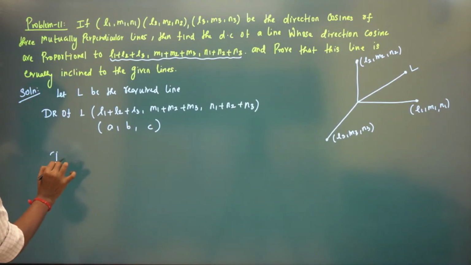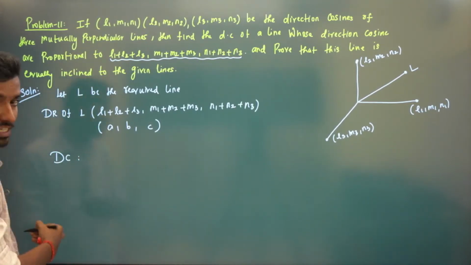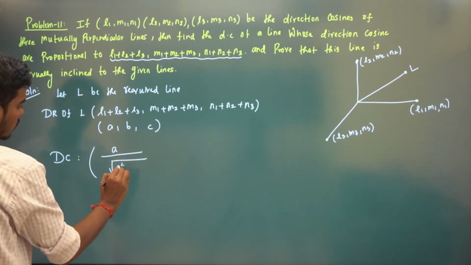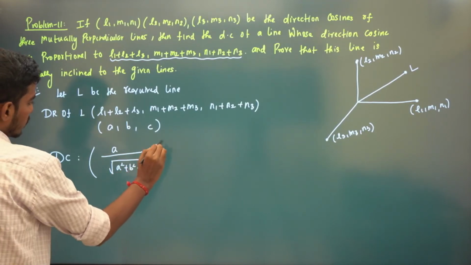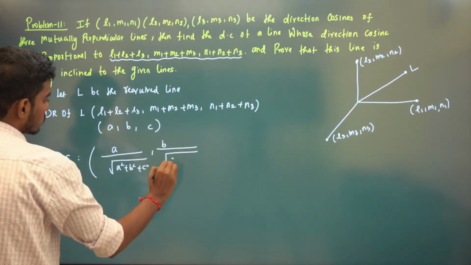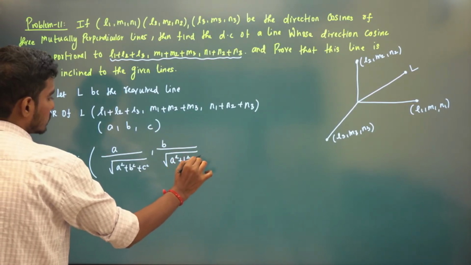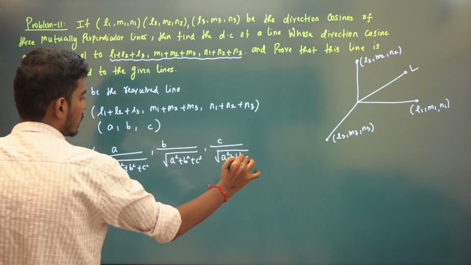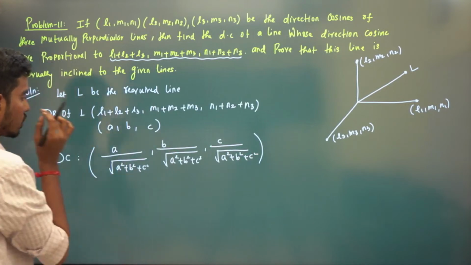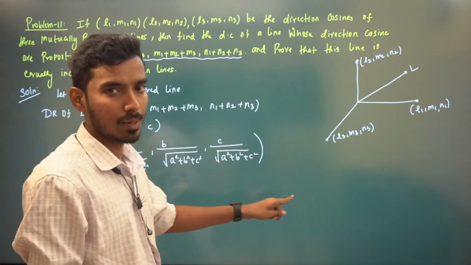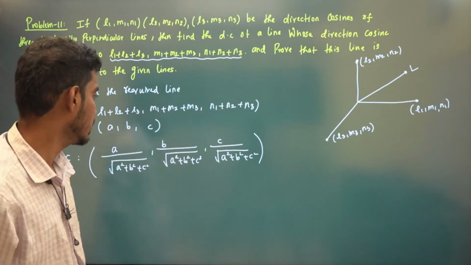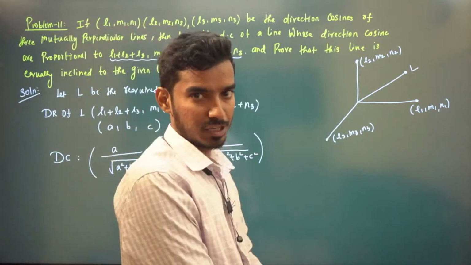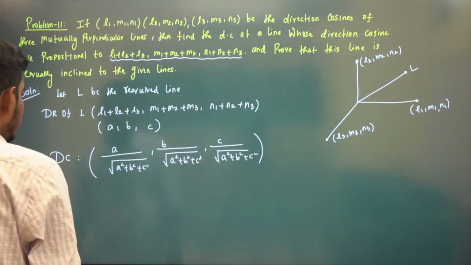Now what is the direction cosine? How do you find the direction cosine from the direction ratio? It is a divided by root of a square plus b square plus c square, b divided by root of a square plus b square plus c square, c divided by root of a square plus b square plus c square. Here, instead of a, b, c, a is this, b is this, c is this. Now we will find the value of a square plus b square plus c square. After that, we will substitute here.